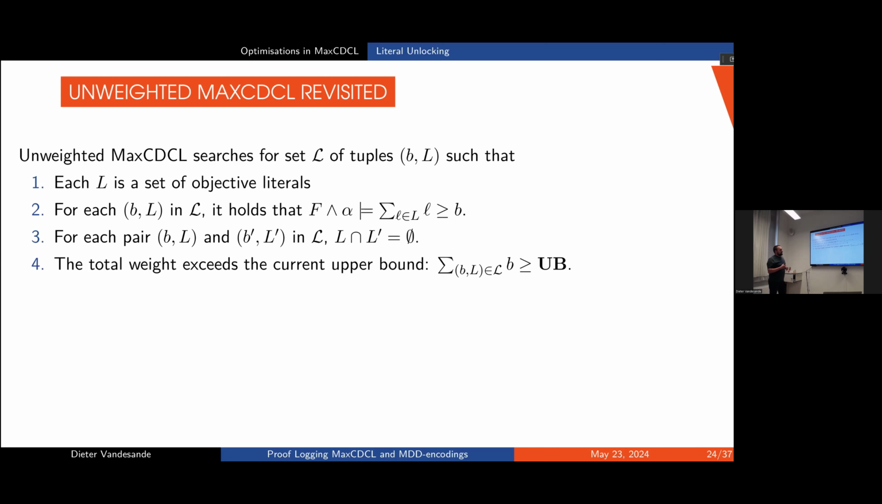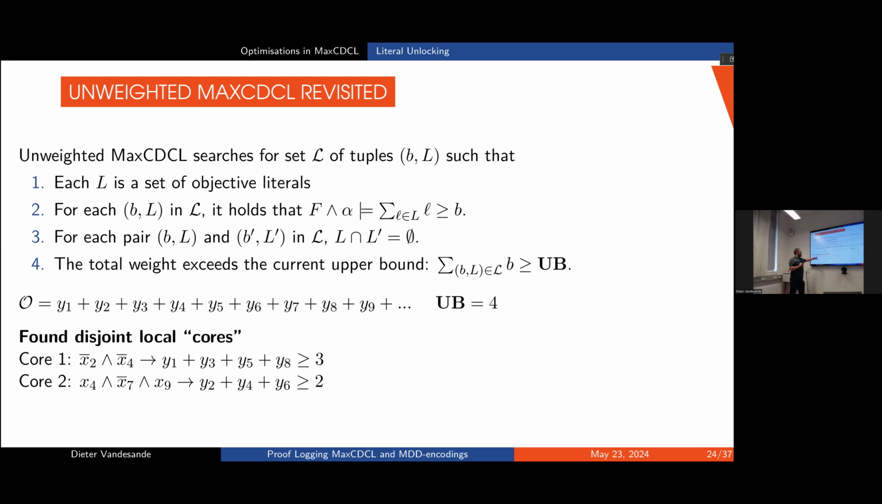And such that if you sum them up, the sum of the right-hand side is greater than or equal to the lower bound. So the sum of the right-hand side of these cores is actually an underestimate of the lower bound. Let's look at an example.